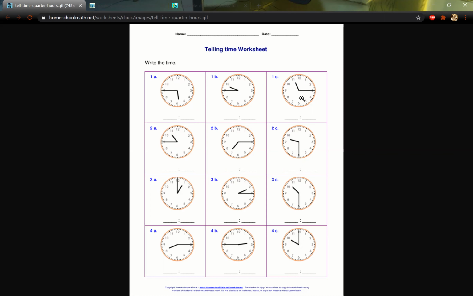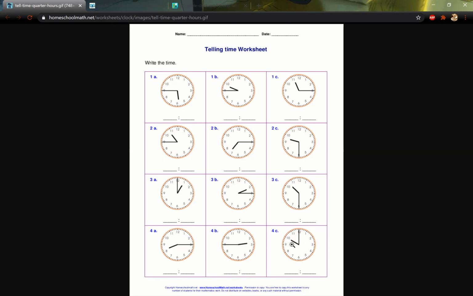And so we went through all of these, and these were a little easier since they only had 9s, which are 45, 3s, which are 15, 6s, which are 30, and 12s, which are just the o'clock. So this would be 10 o'clock.